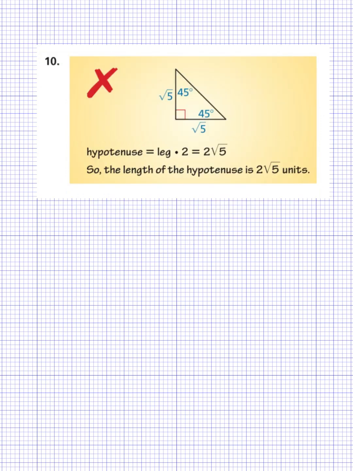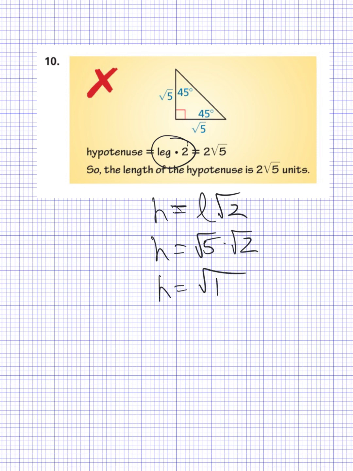All right, same thing. We have a 45, 45. So now we need the hypotenuse is equal to the leg times the square root of 2. So they have the leg times 2. So they're mixing up all the formulas. So let's solve this. The hypotenuse, we don't know. The leg is the square root of 5 times the square root of 2. Those don't break down, so you have to put them together. So the square root of 10 is the hypotenuse.